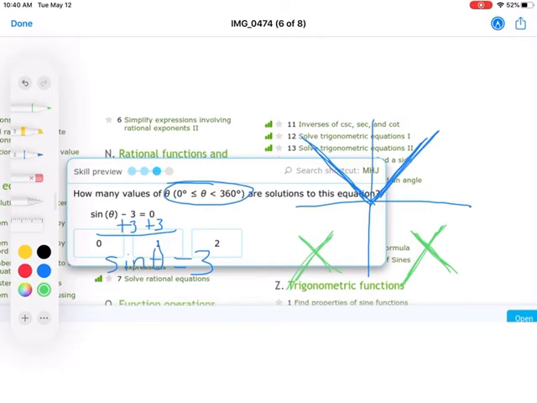All right, cool. Inverse sine of 3. Arc sine of 3. Oh, wow, there is none. Oh my gosh, that is crazy. No solutions to this one. So between 0 and 360, how many values are solutions? And it's none. There are none.